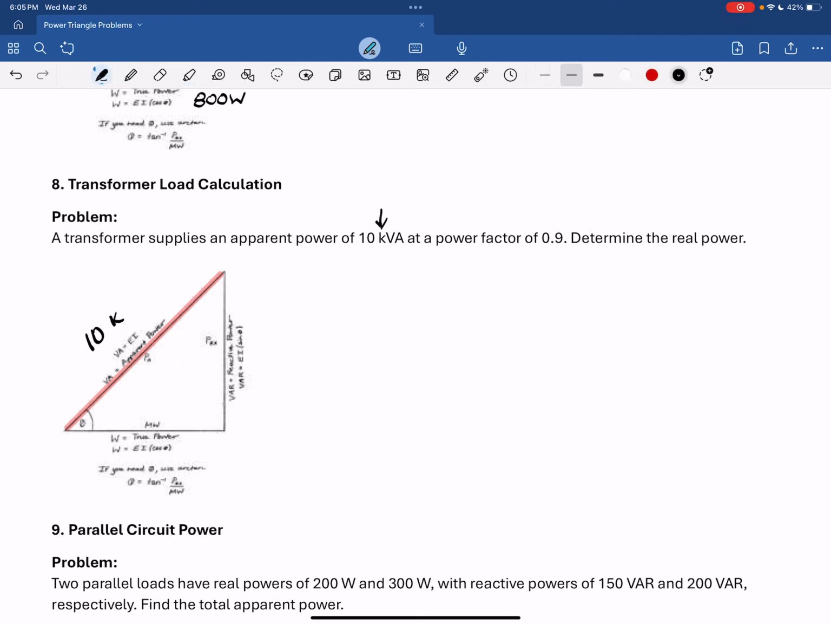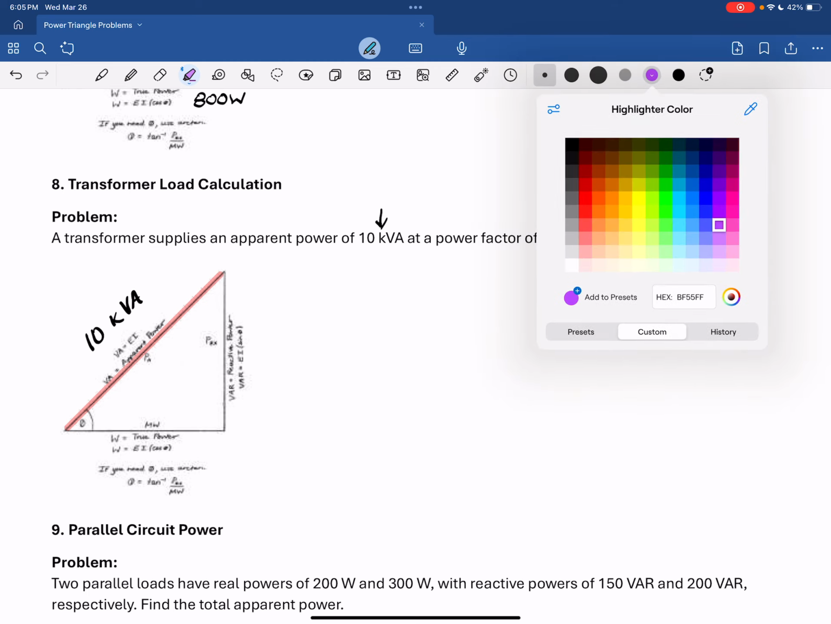10,000 VA, kilo, and then they throw in power factor. So I can't tell you the purple or the yellow. It doesn't give me real power or reactive power. It gives me the power factor. And they want us to determine the real power. So what we're looking for is this dimension.